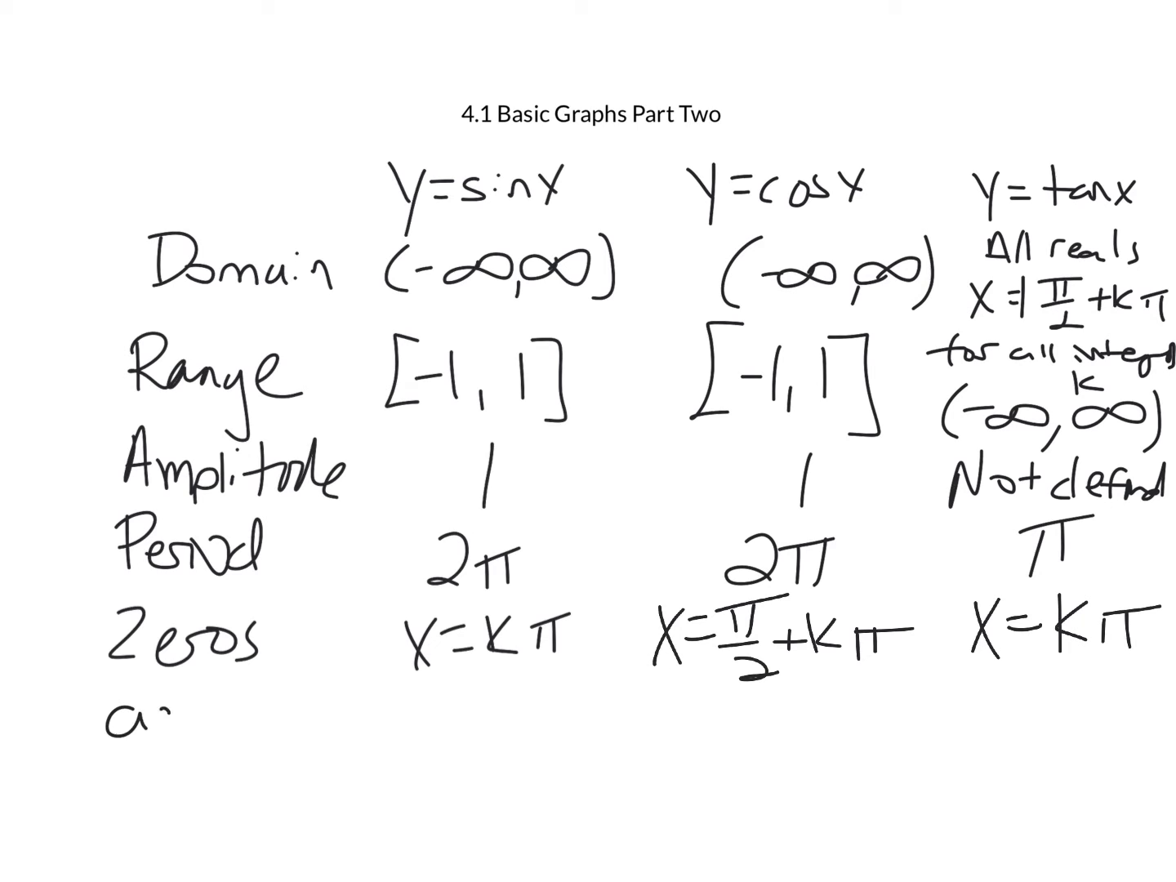Now for one little other thing, asymptotes. We don't have asymptotes for sine and cosine. That's why I didn't really put a box underneath this, because it's only going to be for the other 4 trig functions. So tangent will have asymptotes whenever cosine is equal to 0. So it'd be x equals pi over 2 plus k pi.